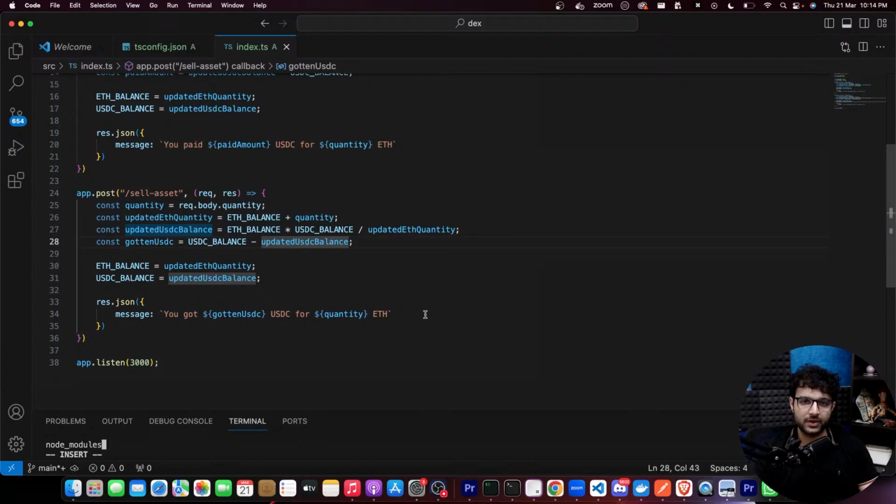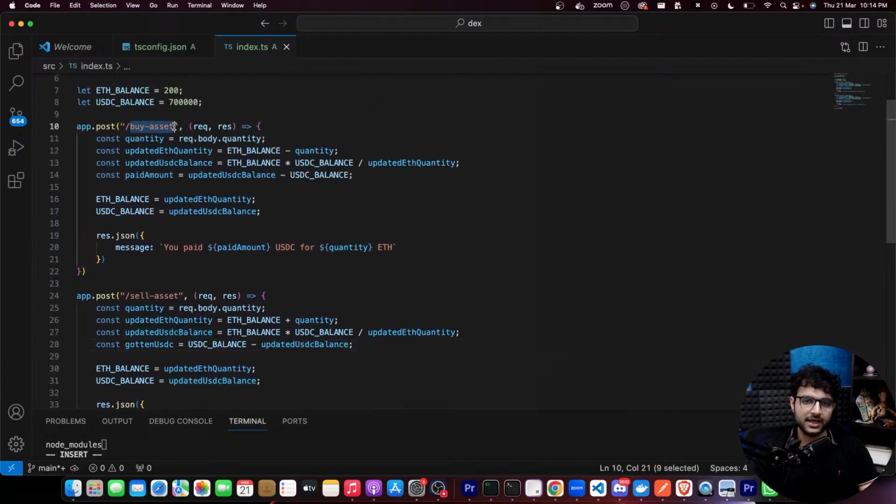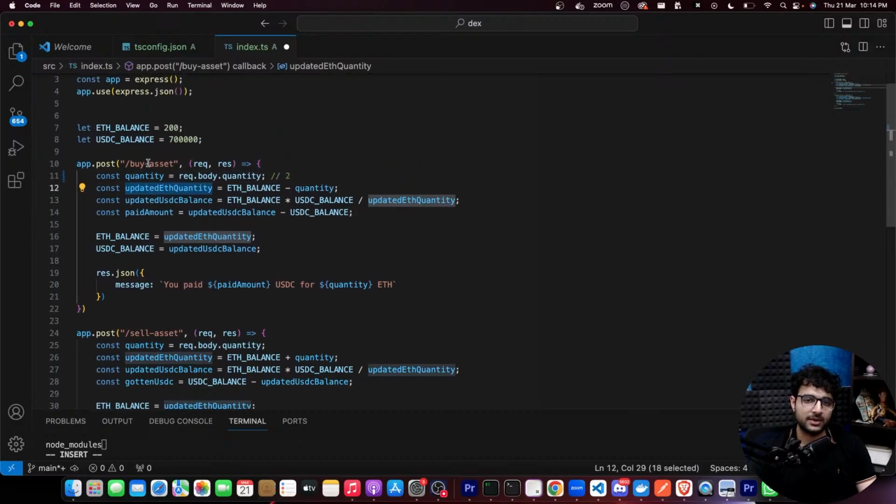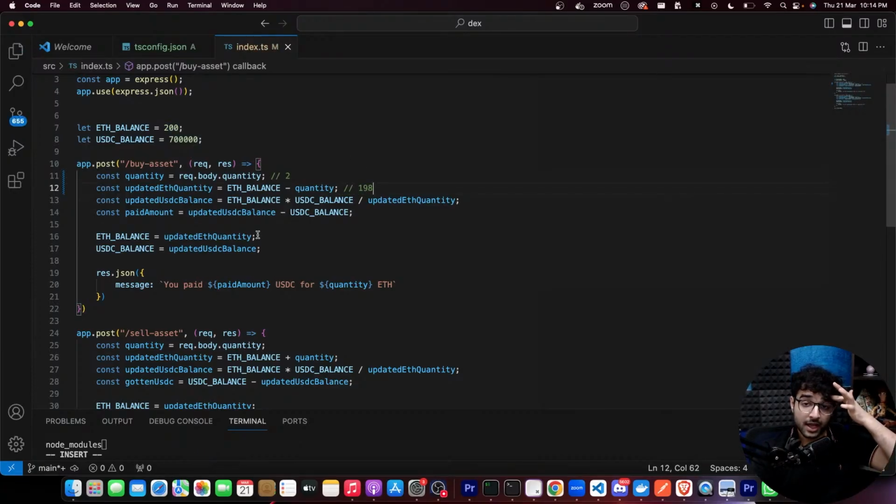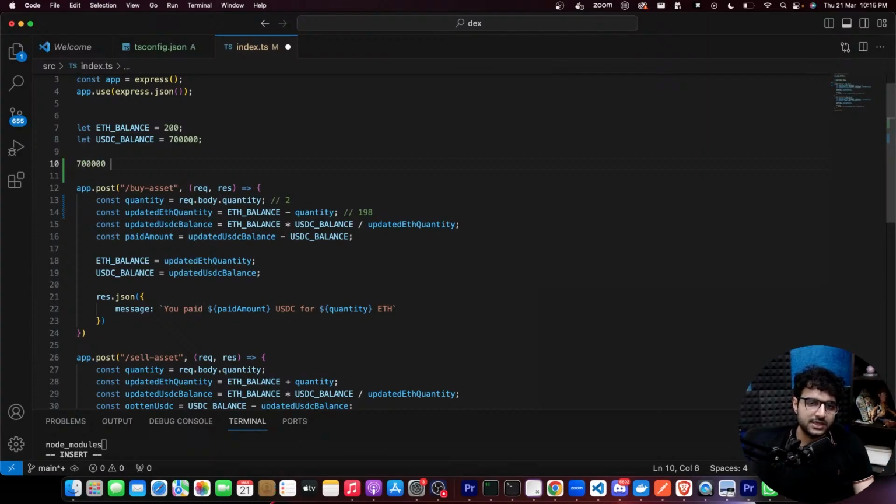So if we look at the code, what does it say? It says someone is buying an asset. Someone wants to buy, let's say, 2 Ethereum. So updated ETH quantity, this person will take 2 Ethereum from this liquidity pool. So this 200 will become 198. This person is taking 2 Ethereum, which means, what should the updated USDC balance be? What was the algorithm? Okay, if initially the constant product is this, it needs to remain this, which means 198 times X should be equal to this, which means X should be this divided by 198.